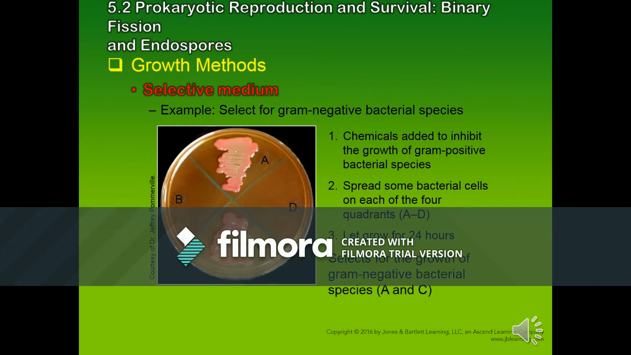Okay. So here is a plate that was trying to look for gram-negatives again, and on panels A, B, C, and D, they were all streaked, but you'll see that B and D don't have any growth, whereas A and C do have growth. So those would be the gram-negative bacteria because they're allowed to grow on this type of media.